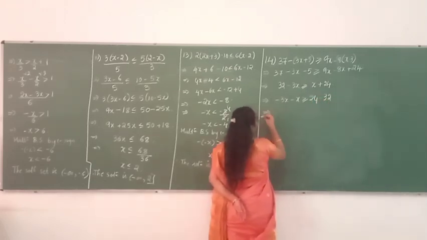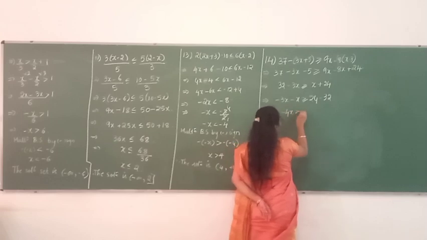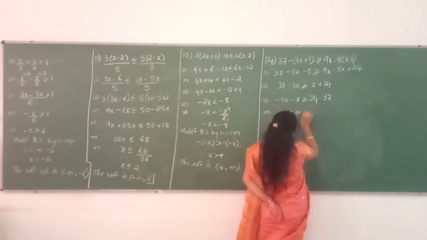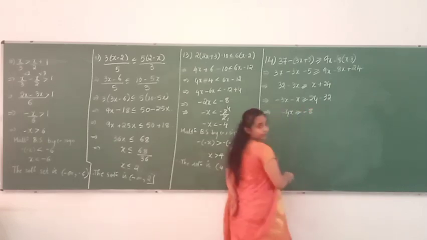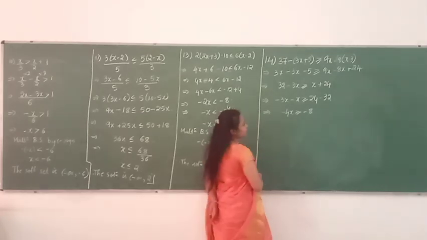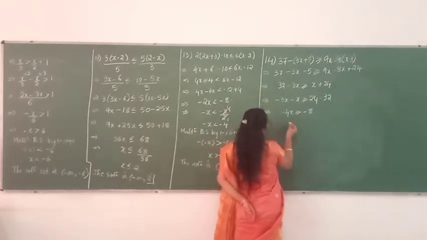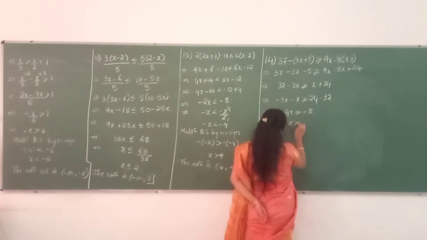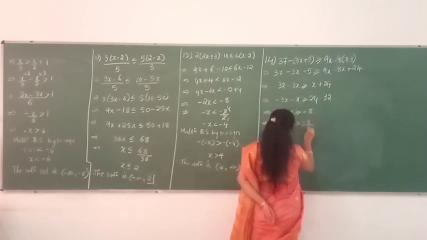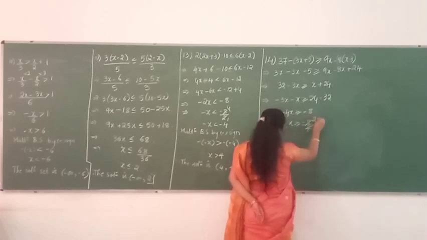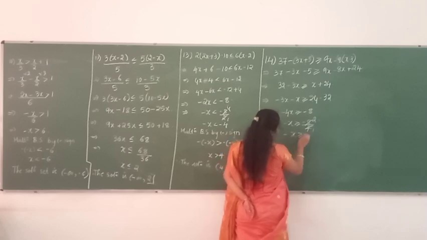So this simplification is nothing but minus 4x is greater than or equal to minus 8, 24 minus 32 is nothing but minus 8. So minus 4x is greater than or equal to minus 8 divided by 4. 4 1s are 4, 4 2s are 8. So minus x is greater than or equal to minus 2.